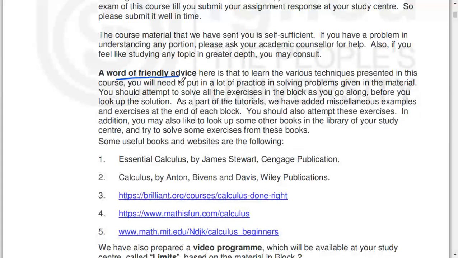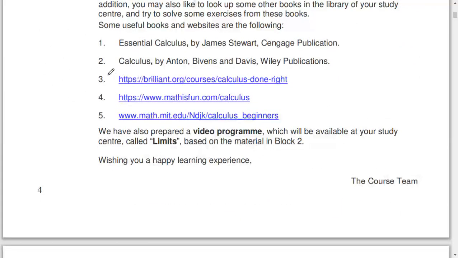Some useful books and websites are the following. Essential Calculus by James Stewart, Cengage publication. Calculus by Anton, Bivens and Davis, Wiley publication. Brilliant.org sites, Math is Fun sites, math.mit.edu sites. We have also prepared a video program which will be available at your study center called Limits, based on the material in Block 2.